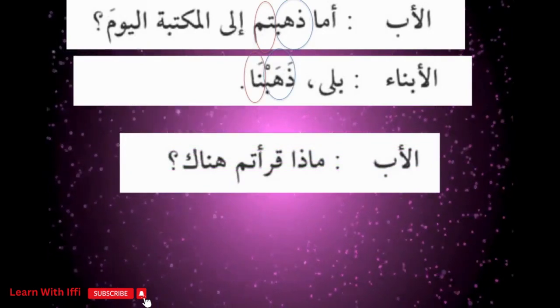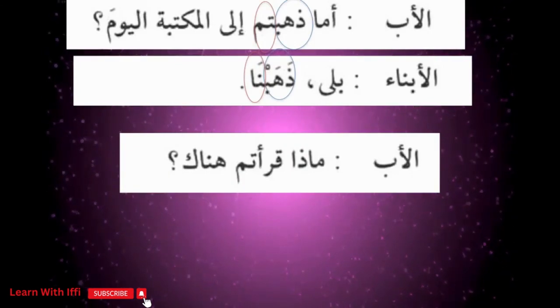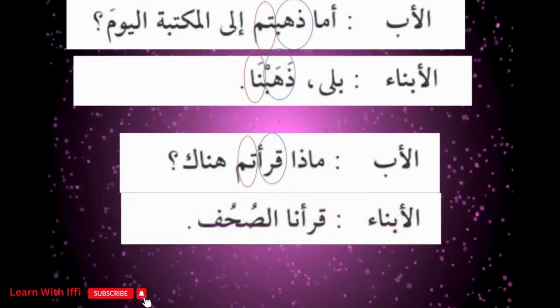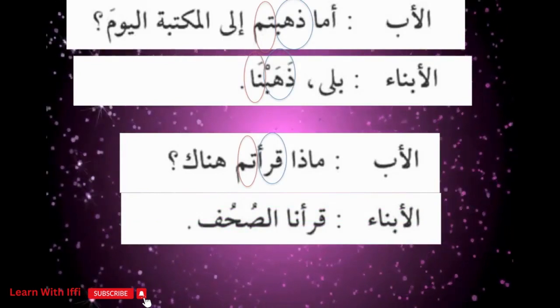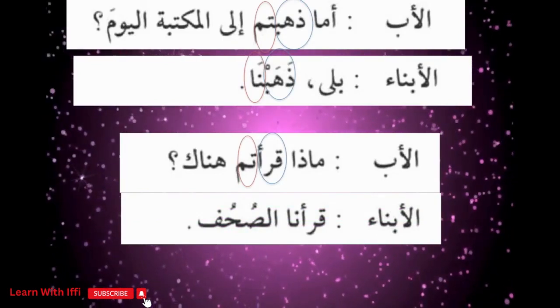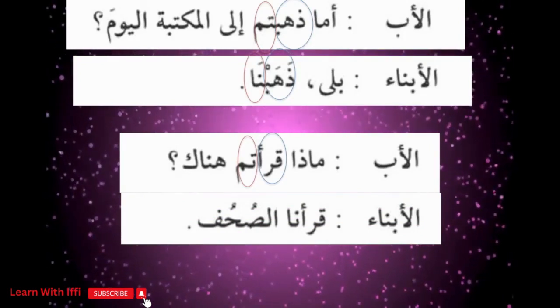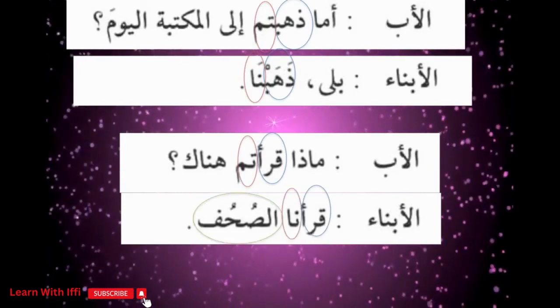Al-Abu is asking, ماذا قرأتم هناك? What, ماذا means what, and what did you read over there? قرأ is the fi'l and tum is the fa'il. هناك is zarf. So what did you read over there? The children say, al-abna'u qara'na. So qara'tum will become qara'na. We read as-suhufa. As-suhufa is plural of sahifatun, which means paper, newspaper. Suhufa means newspapers. We read newspapers. Fi'l, fa'il and maf'ul bihi.